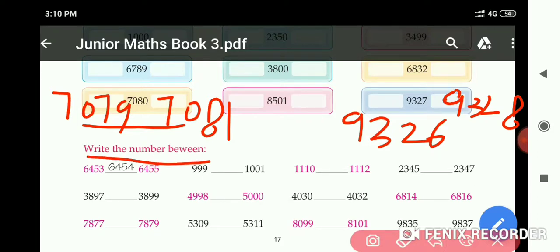Now write the number between. 3897, 3899. Which number will come in between? 3898. Now here 4030, 4032. Which number in between? 4031. Like this we will do all the questions, and the next exercise we will start later.